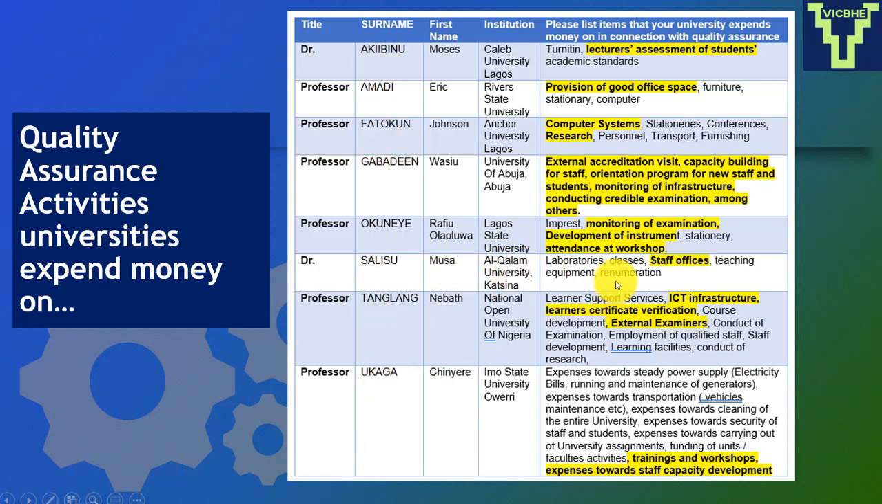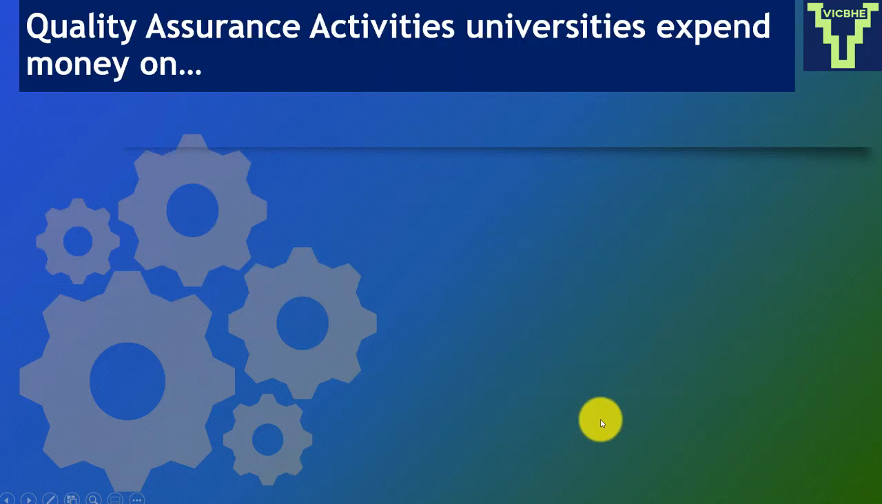Al-Kalam University, Katsina. Laboratories, staff offices, the others are there. Professor Tanglang, oh, you can see we have Open University. Professor Tanglang is one of the leaders in quality assurance in Open Universities in the world. ICT infrastructure, learners' certificate verification, external examination. Professor Okaga Chinyere, Imo State University of Owerri. All of this, including, you can see vehicles, maintenance and all that, training and workshop expenses towards staff capacity development.